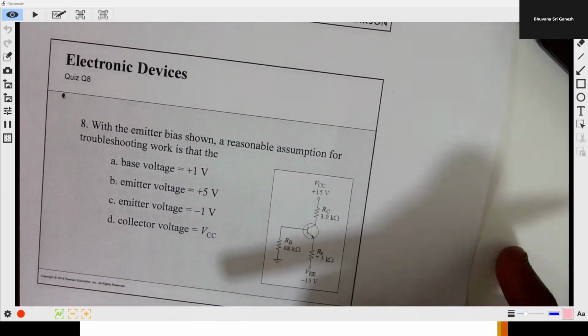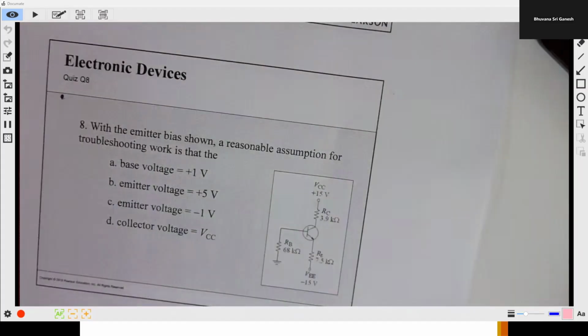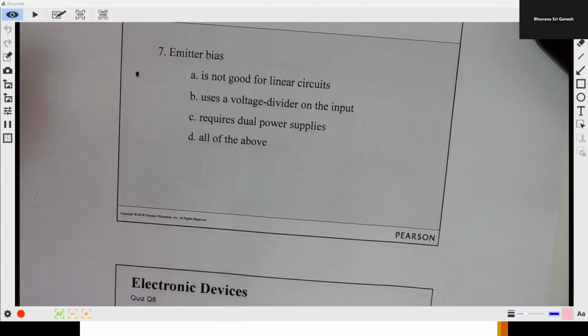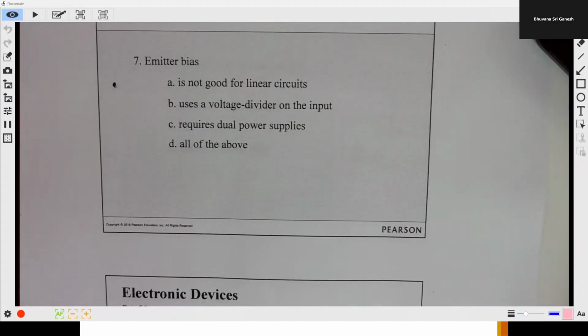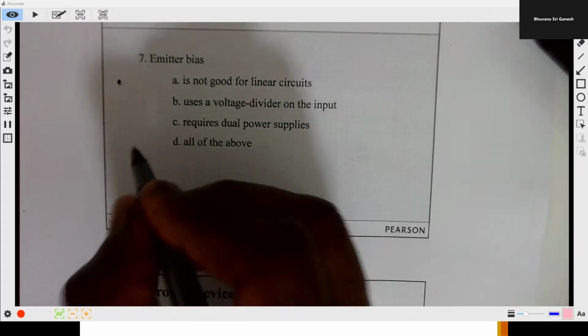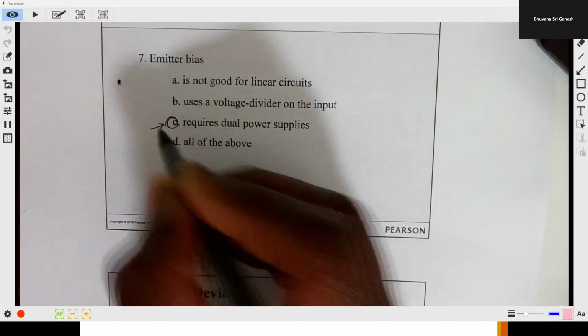Next is the emitter bias. Here, see, the emitter bias is not good for linear circuits. It uses voltage divider input, requires dual power supply. That is the answer, all of the above. So C is the answer. It requires 2 power supplies. For 7, C is the answer. It requires 2 power supplies.